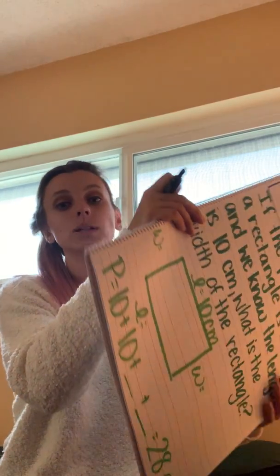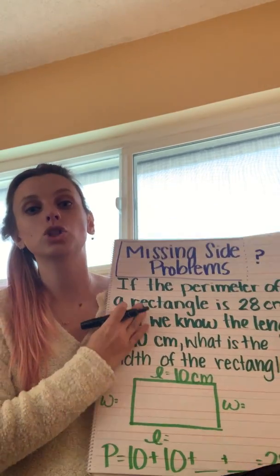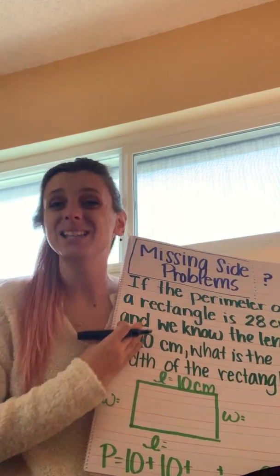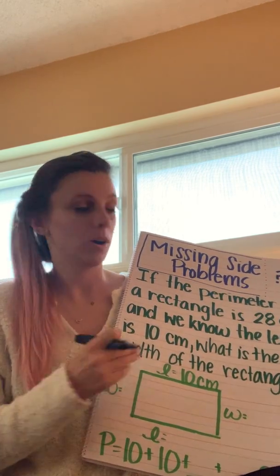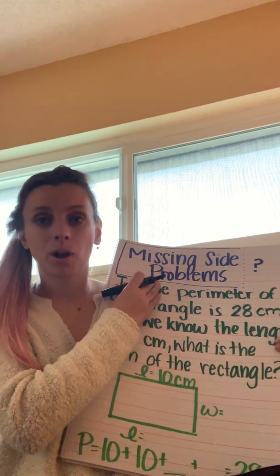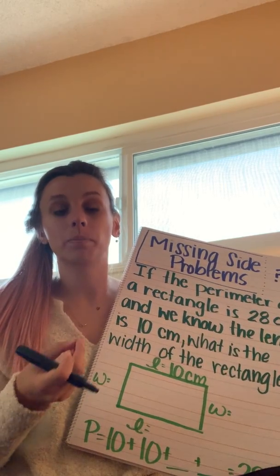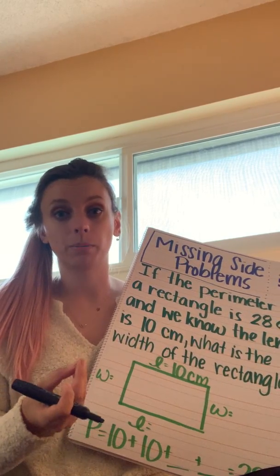So one thing I do want to tell you though is for this Nearpod, they are going to show you missing side problems. And these are going to seem really tricky, but they're really not. And I'm going to show you the trick. All right. So with a missing side problem, it'll be like a word problem for perimeter. And there are different kinds of word problems for perimeter.